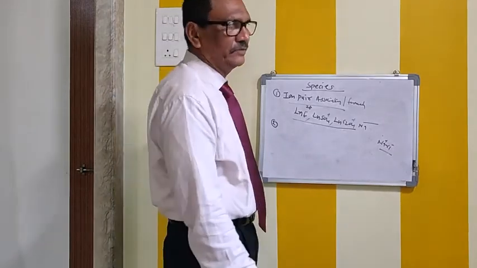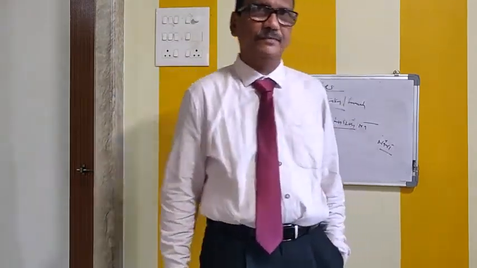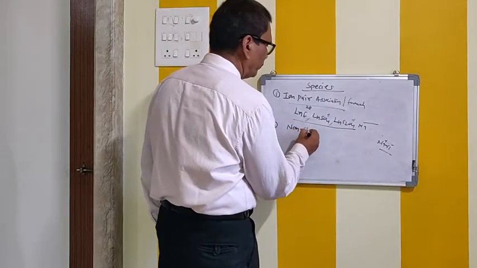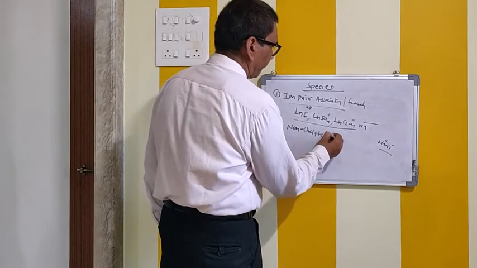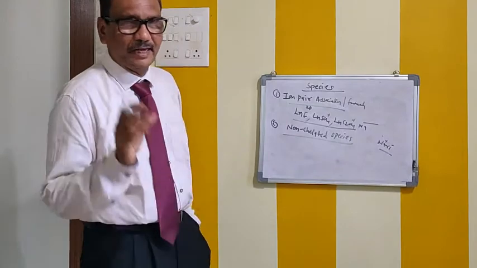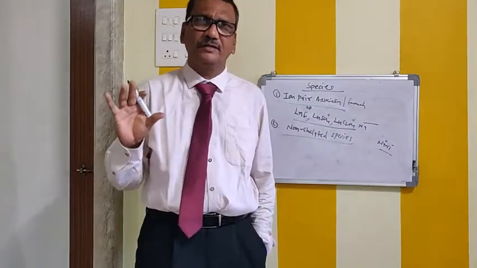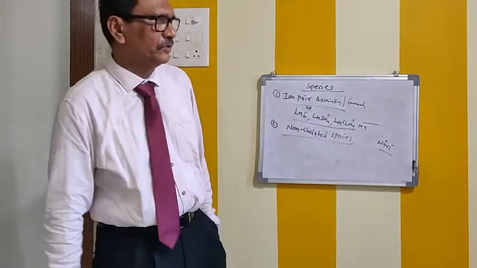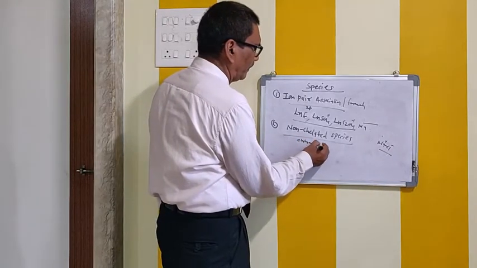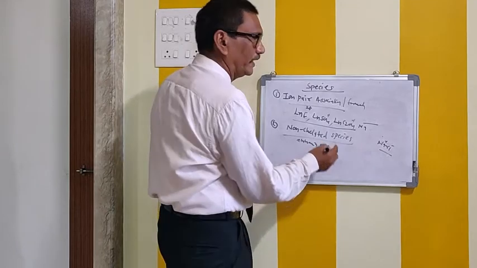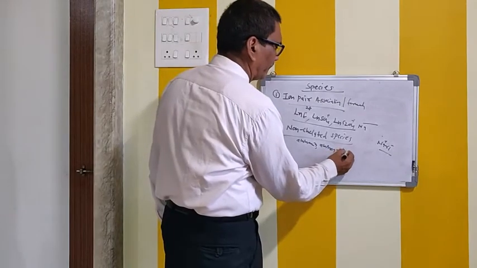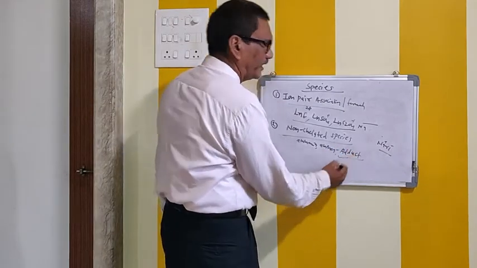Then the second is the non-chelated species. The second category of lanthanide complexes is the non-chelated. Just we have to mention what is the chelate. If that ligand does not form the chelate, then it is called the non-chelated species. So examples in this category are ligands like ammonia or amines. They can form this type of complex by means of the formation of the adduct. An adduct is an additional compound.